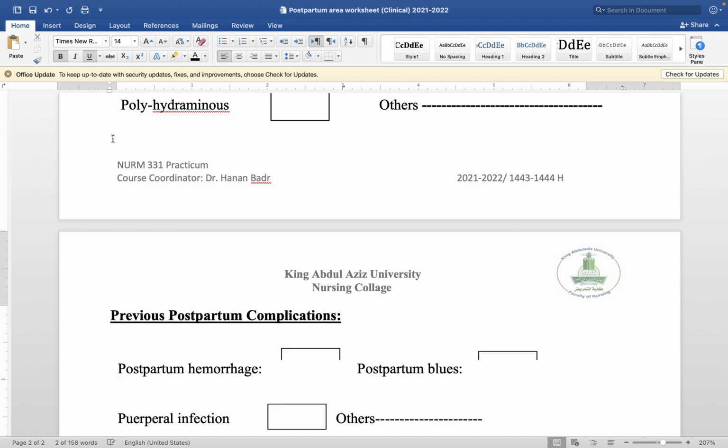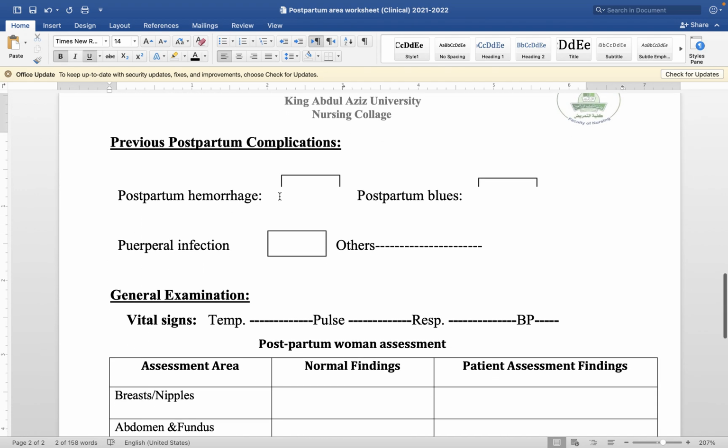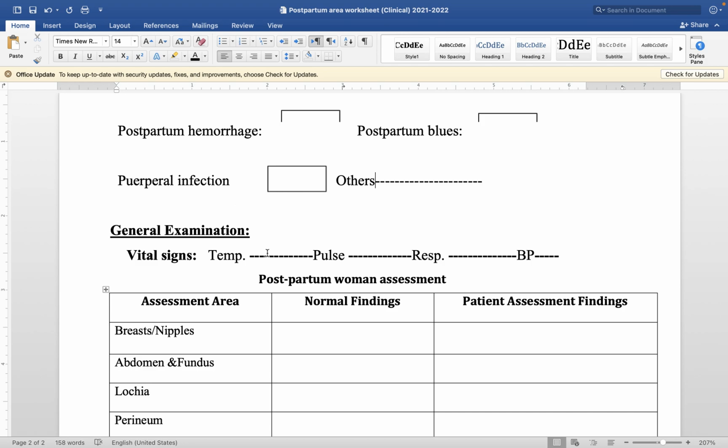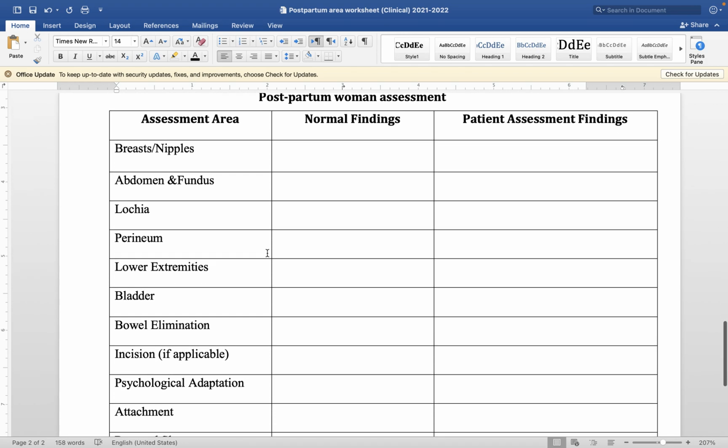Okay, the previous postpartum complications. So now here again we're talking about history, postpartum hemorrhage. We're going to have a specific detailed lecture about it. Postpartum blues, postpartum depression. We're not going to go further in that, but also we're going to take a detailed presentation about this topic, postpartum infection, and definitely there are other complications the mother might have during the postpartum period. That's why we left an others option for you here.